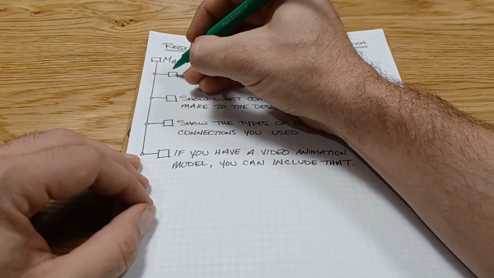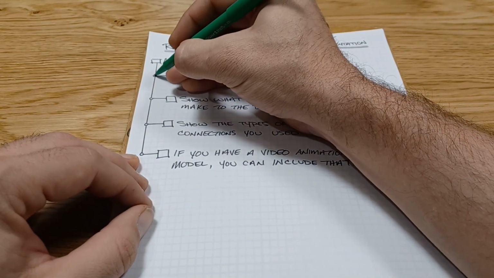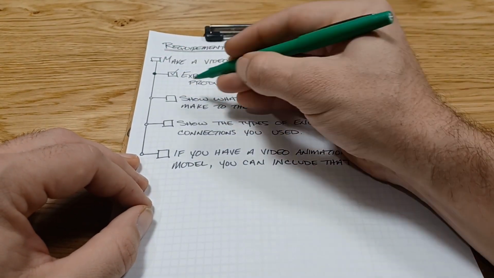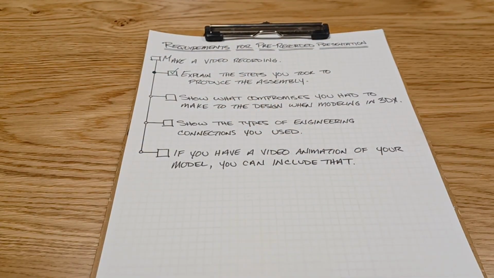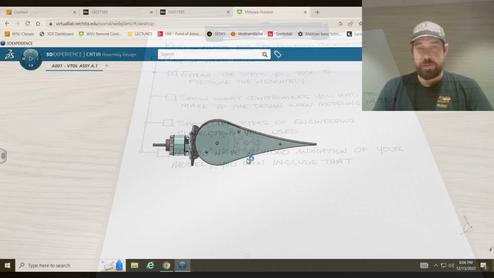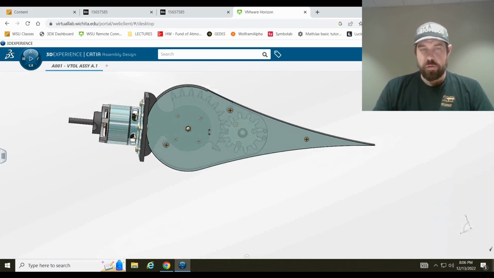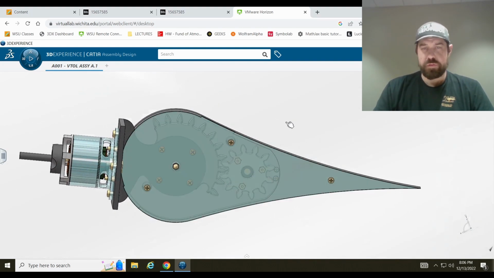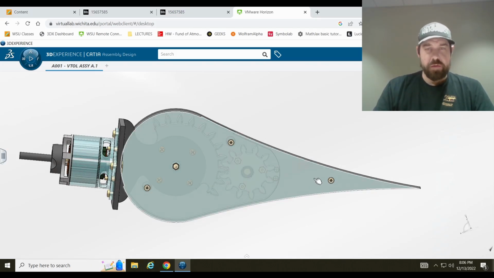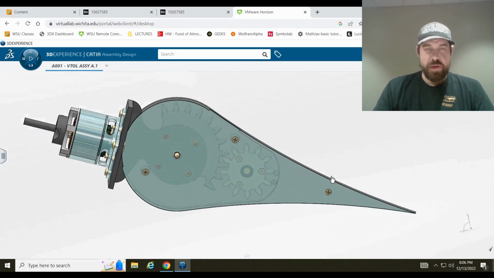All right, that covers explaining the steps I took to produce the assembly, and now we will look at the compromises made to the design when modeling in 3DX. There weren't a whole lot of compromises due to the software. It was more just things that I hadn't thought through enough when I started putting this together. Mainly how this outer plate was going to attach the cover.